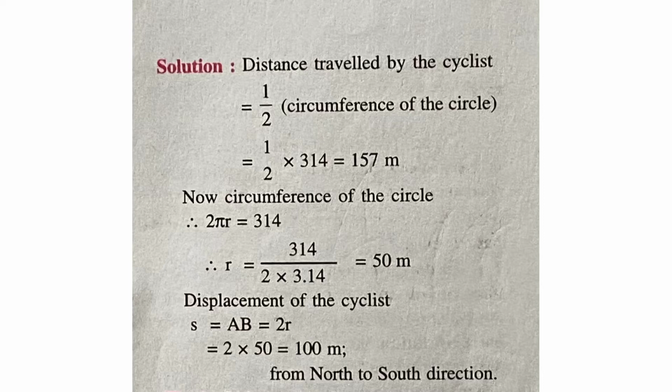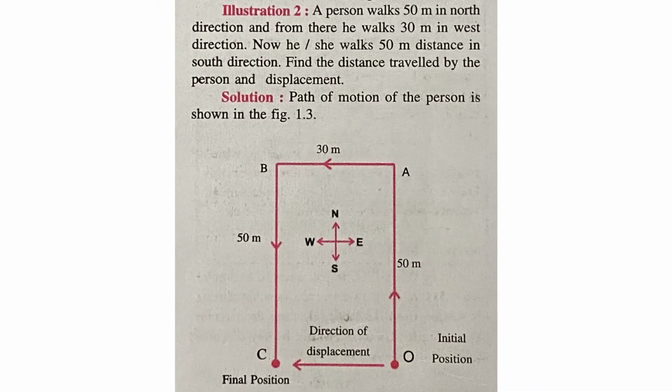Let us move to the next numerical. A person walks 50 meter in north direction. From there, he walks 30 meter in west direction. Now he or she walks 50 meter distance in south direction. Find the distance travelled by the person and the displacement.